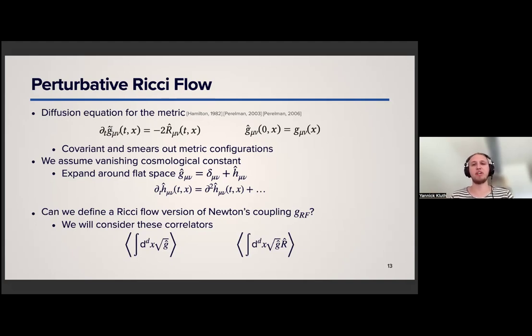So they are always gradient flow or Ricci-flow versions of certain fields. And the two correlators that we'll be mostly interested in are these two here. Namely, this is just the volume element at finite flow time t. And here the white one is the volume element with the Ricci scalar, both at finite flow time t. And basically, what we want to do now is see whether we can calculate those in this perturbative Ricci-flow formalism.